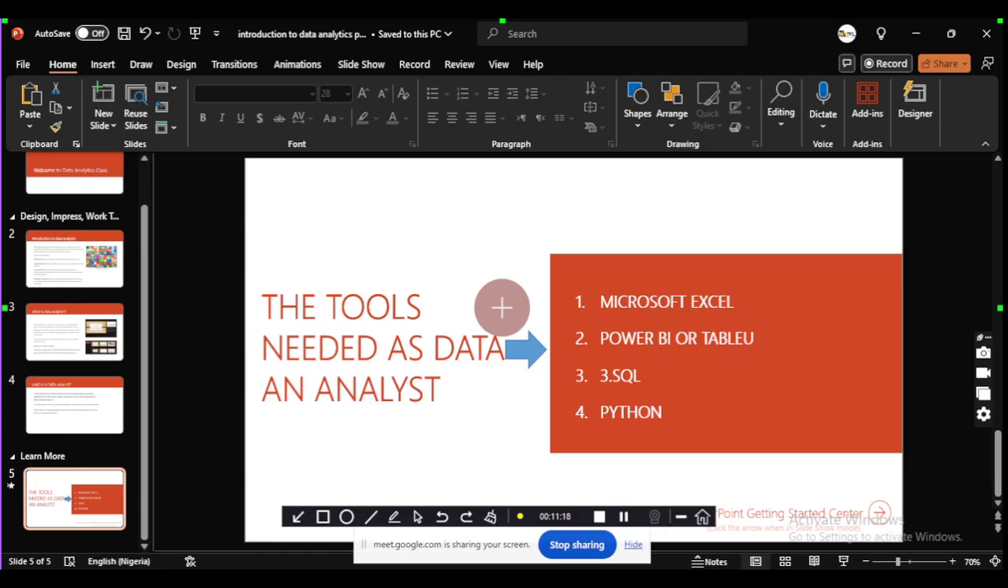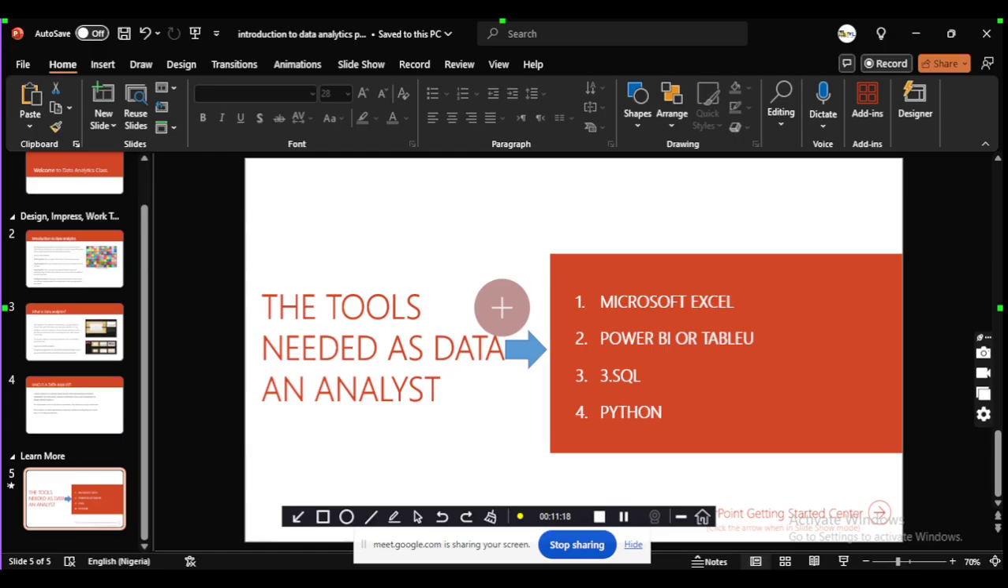We are going to be using Microsoft Excel. We are going to be treating Microsoft Excel, Power BI, and SQL. So for this particular class, I believe I've been able to explain the introduction of data analytics. Now let's move on. Today is just for introduction and one or two things on Excel.